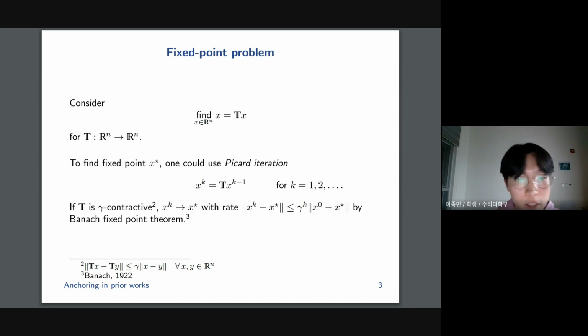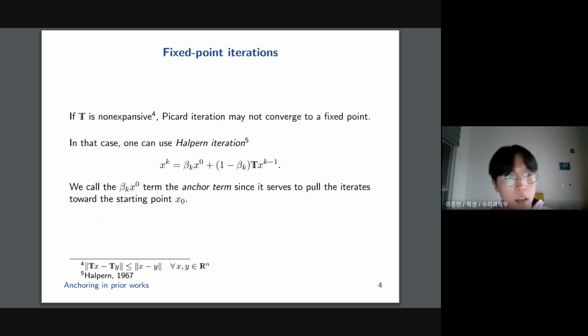However, there is one issue with this theorem: it is not valid for non-expansive operators. If T is a non-expansive operator, Picard iteration may not converge to a fixed point. As a counterexample, you can consider the rotation operator in Euclidean space. The rotation operator has a fixed point at the origin, but if your starting point is not the origin, then the iteration never touches the origin, which is the fixed point, and the rotation operator is non-expansive.